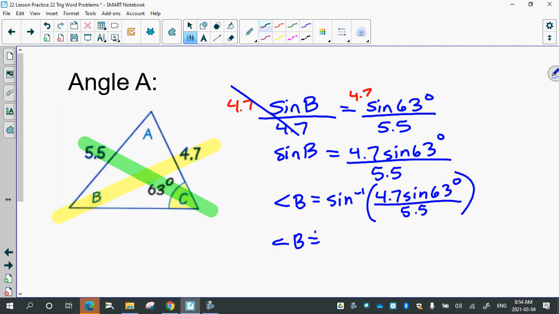Approximately 50 degrees for angle B, which means angle A is going to be 180 minus B minus C, which is approximately 67 degrees. Awesome. Good. Any questions about that one?